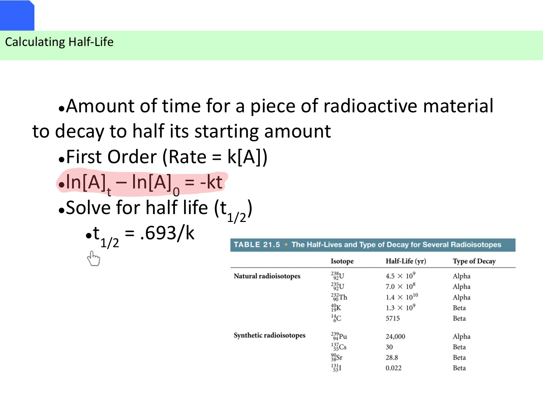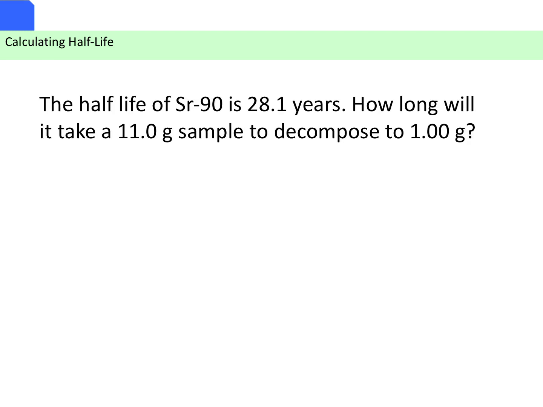In order to solve for half-life, you take 0.693 over k, and that will equal the half-life. Or if you want to know k and you have the half-life, you can take 0.693 over the half-life to equal k. But either way, it's always first order, and the first-order calculation for half-life, if you know k, is 0.693 over k.